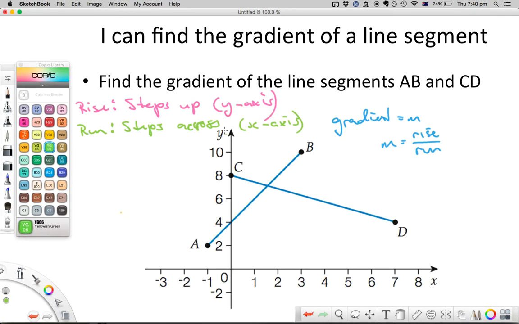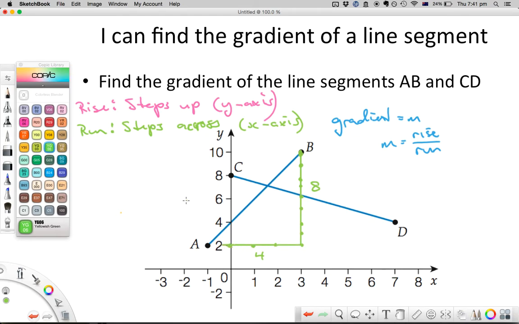So if we first look at AB, we can say, okay, from A to B, how many steps across? 1, 2, 3, 4 steps across. And then how many steps up? 1, 2, because these are each 2 steps, 3, 4, 5, 6, 7, 8. 8. So we can kind of connect it like so.